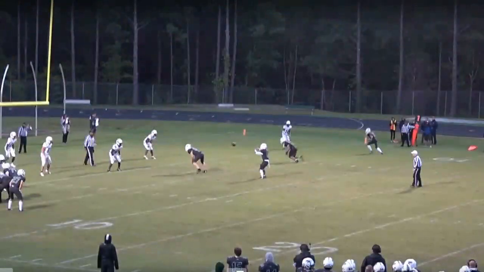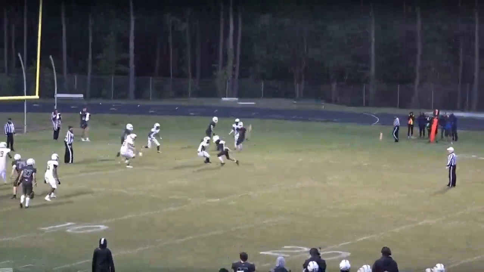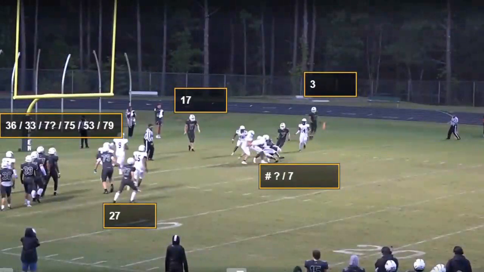The next play, as it starts, we already have the snap. As we look at this play, we can see the numbers. Over here to our left, the group of dark colored jersey players: we have 36, 33, a 70-something, not sure of his last number, 75, 53, and 79. Right behind them is 27. Then as we move over towards our right, we have number 17 there in the end zone. Then we have another number who ran the ball, couldn't quite make it out. Then 7 is coming in there to his right, and number 3 is back there in the corner of the end zone.